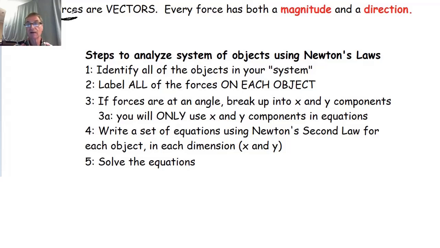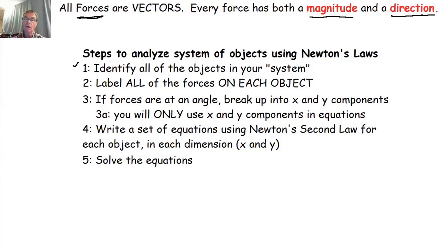Right? When I said I was pushing the car, I didn't say I was just pushing the car. I said I was pushing the car to the right or to the left. So I gave it not just a magnitude. The magnitude is the numeric part. That's how much force I'm giving it. But I also gave it a direction. So it's very important that we understand that forces are vectors.